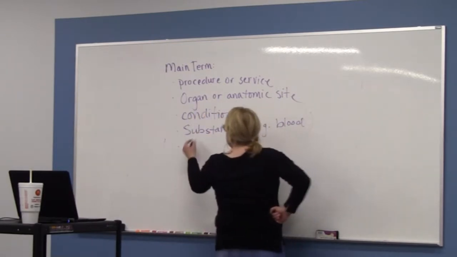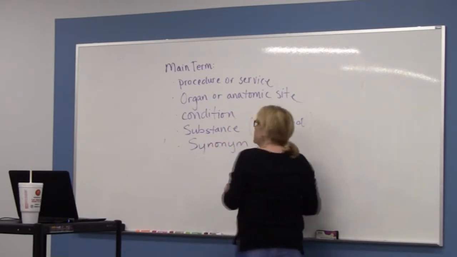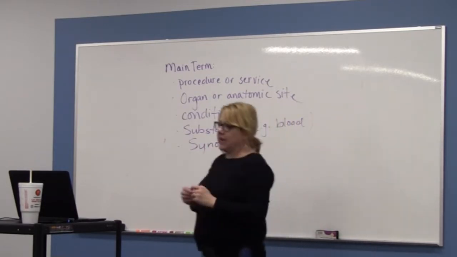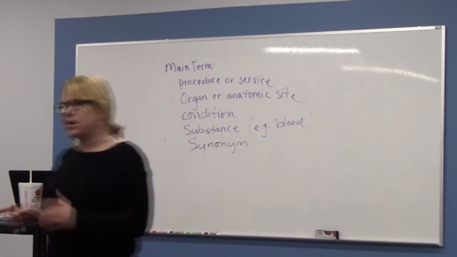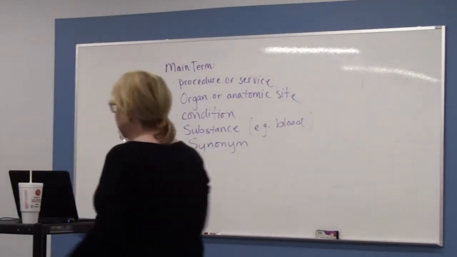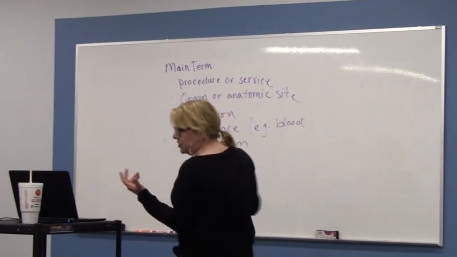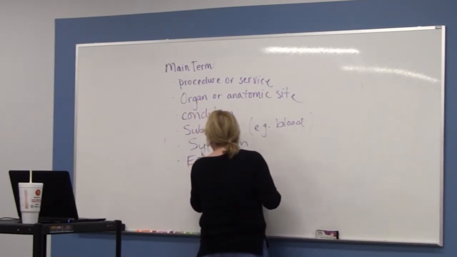I can go look for a synonym. So for example, if I can't find it under finger, I might look under something like intercarpal, you know what I mean? Something like that. So, in a pinch, you've got to kind of think outside the box. An eponym.